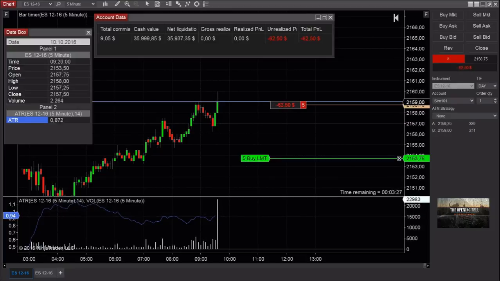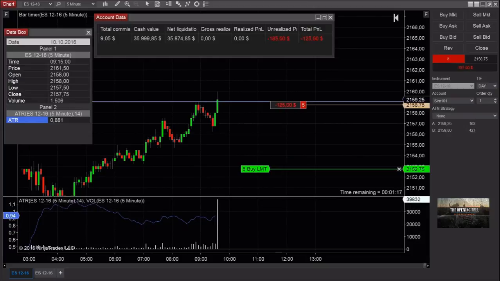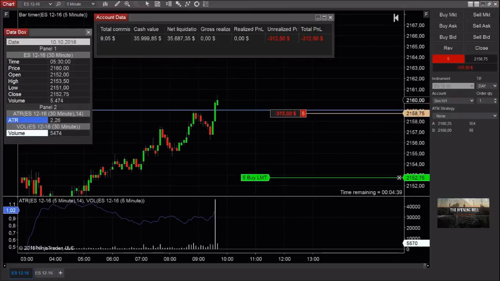So we are trading the Emini S&P 500 futures market, and we are trading this on the 5-minute chart. This is called intraday trading, so we only trade short time frames, and we stay in the market only for, let's say, 15-20 minutes maximum. This is the 10th of October 2016, and it's a Monday.